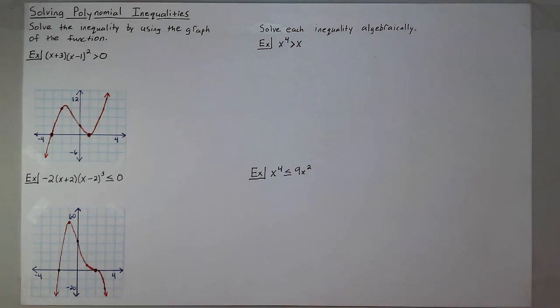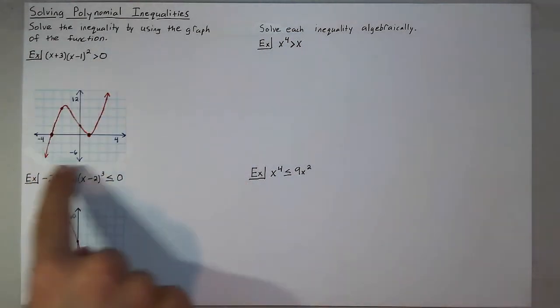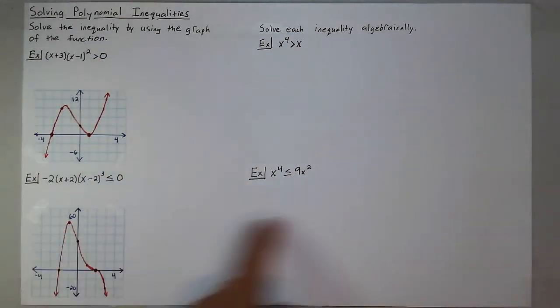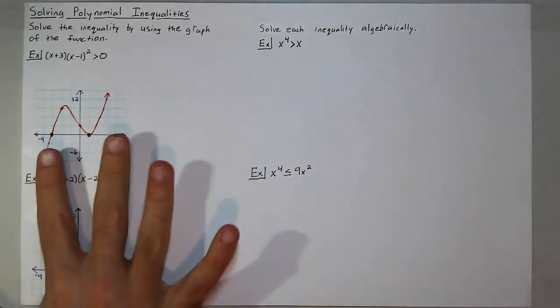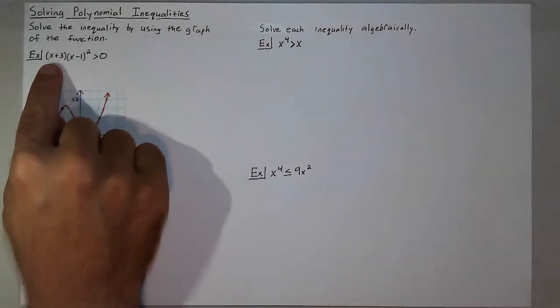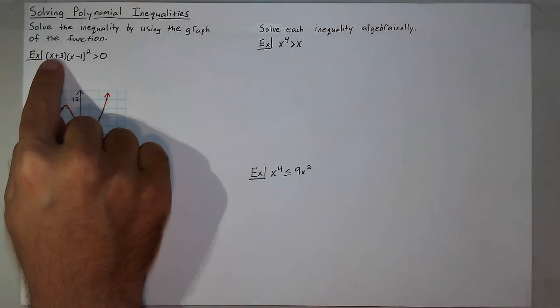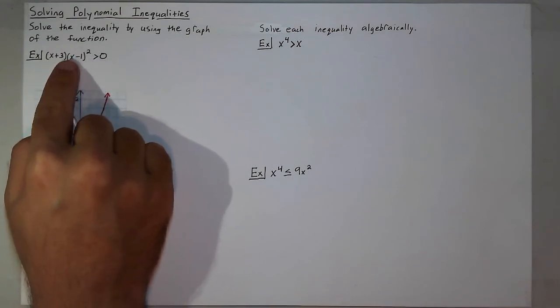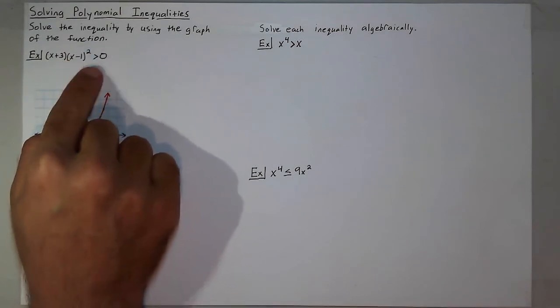In this video, we're going to learn how to solve polynomial inequalities. We'll start by doing it by looking at a graph, and then I'll show you how to do it algebraically. So, just looking at the graph, we're going to solve this polynomial inequality, (x + 3)(x - 1)^2 is greater than 0.